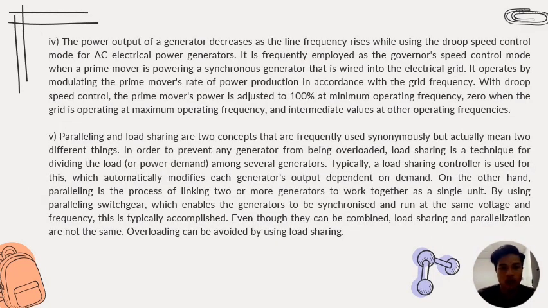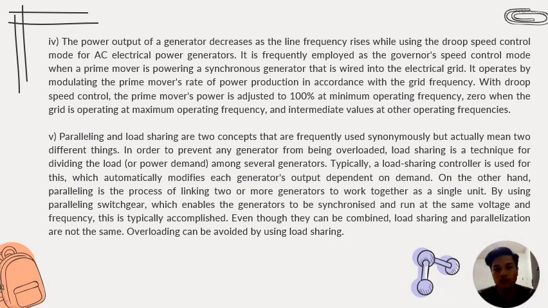Number 4, the power output of a generator decreases as the line frequency rises while using the droop speed control mode for an AC electrical power generator. It is frequently applied as the governor speed control mode when a prime mover is powering a synchronous generator that is wired into the electrical grid, operated by modulating the prime mover's rate of power production in accordance with the grid frequency.